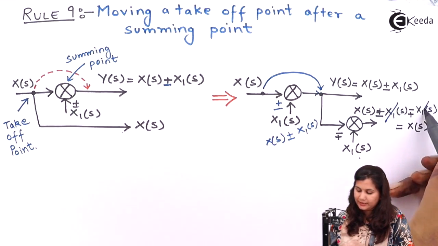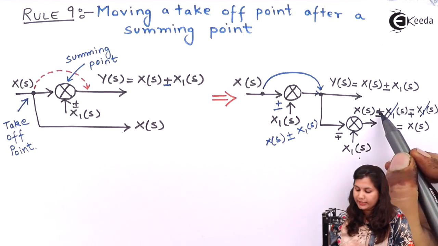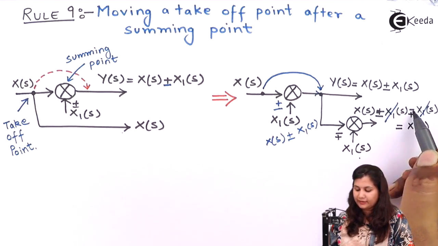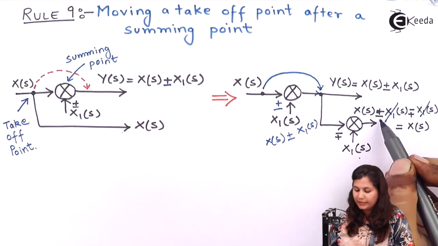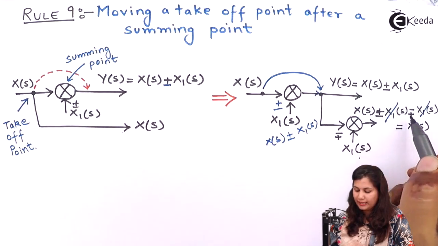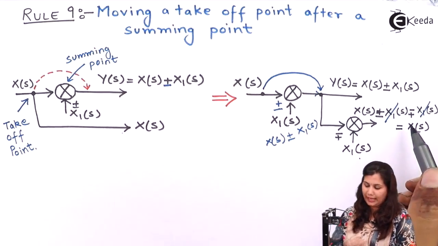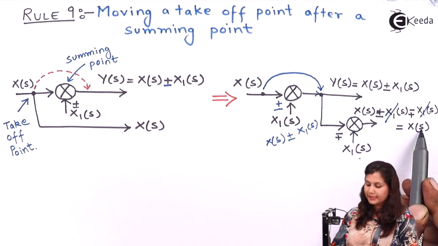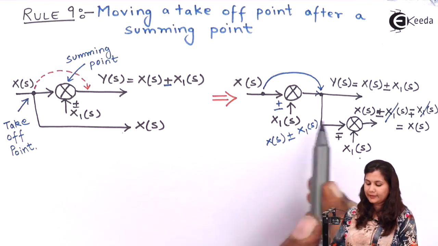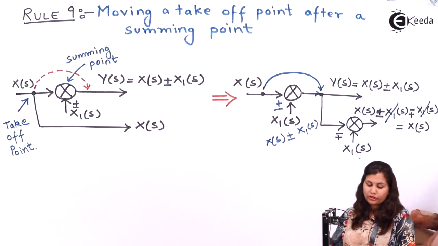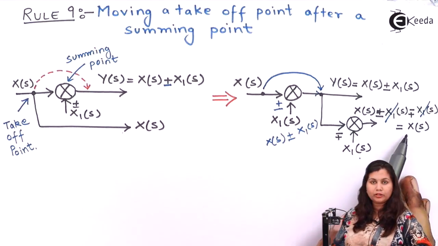So this and this will be cancelled out because they are having reverse sign. Plus, and here we are having minus, so that will be cancelled. If we are having minus here and here we will have plus, so in that case also they will be cancelled. So the output is the same, that is xs in both the cases. So there will be no effect on the output.